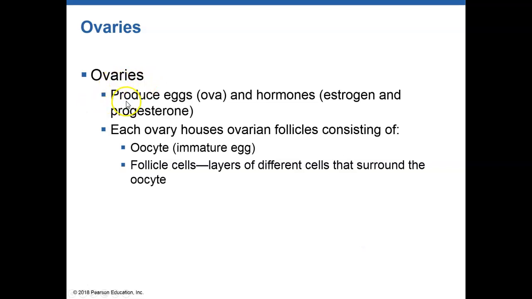So the ovaries are the primary sex organ for females. They produce the eggs, and they also produce hormones, estrogen, as well as progesterone. Each ovary houses ovarian follicles consisting of oocytes and follicular cells that surround the oocyte.